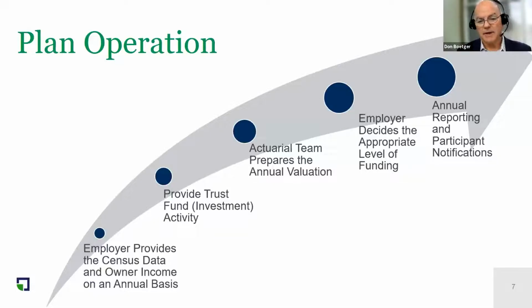Then our team, the actuarial team, prepares the annual valuation. So we gather this information and come up with a report for you. It gives you certain information. Then you decide how much you want to fund into the plan. Remembering it's a defined benefit plan, remembering you have a target to attain to later, but you are going to have some flexibility in between. And lastly, the responsibility of an employer is to submit the annual reporting and also provide participant notifications. Let's talk a little bit more about the census data on the next slide.